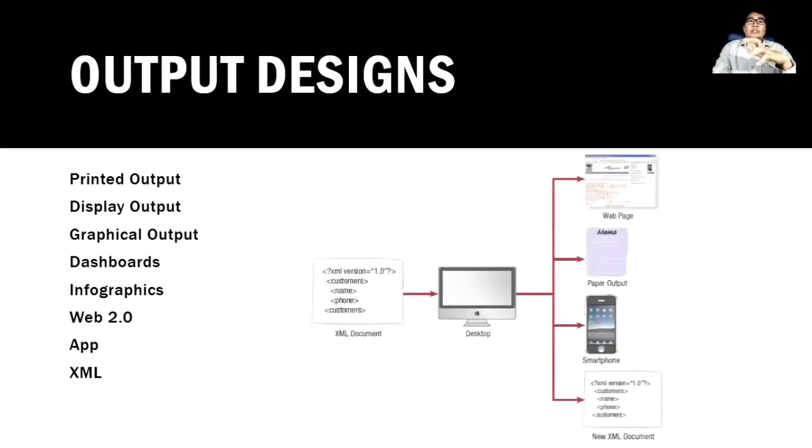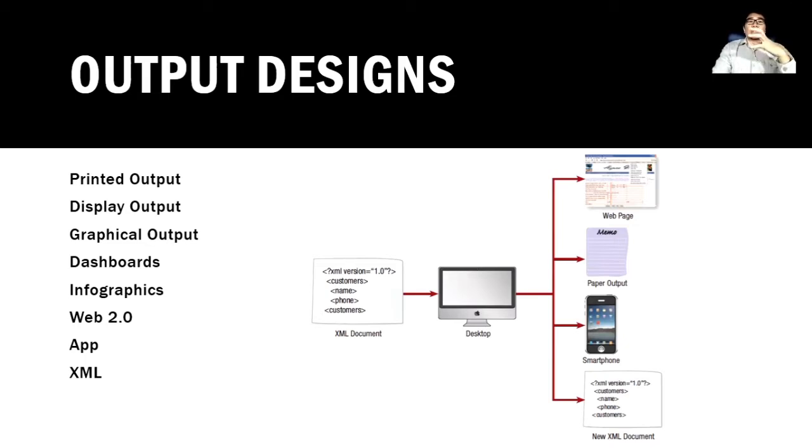And the last one is the Extensible Markup Language Output Design or XML design. The XML is a very flexible output where you can convert the XML output to a lot of output designs. For example, to a mobile phone design or even an XML document that can be sent to another system of the supplier or even another system of the company's branch.